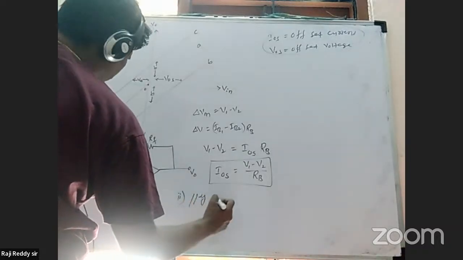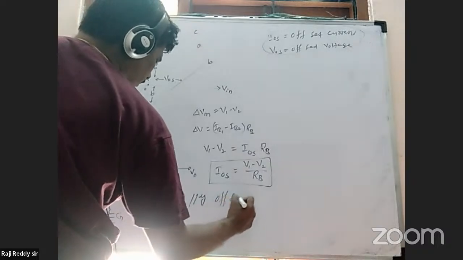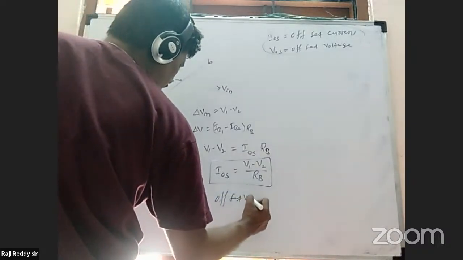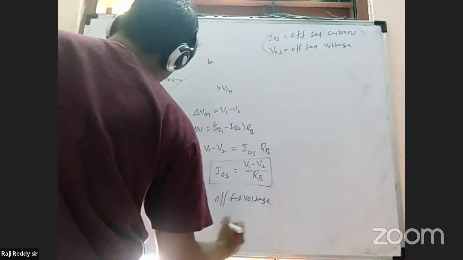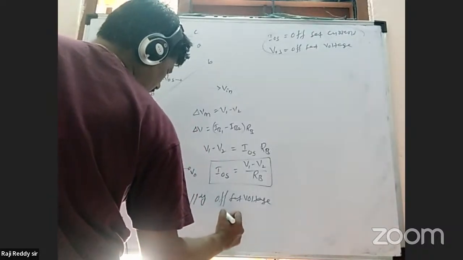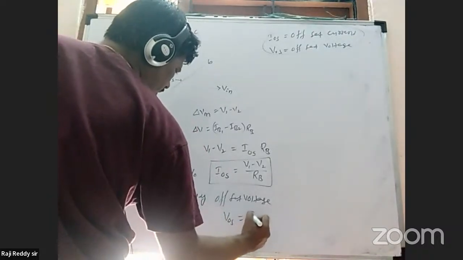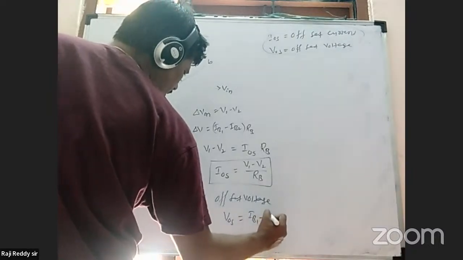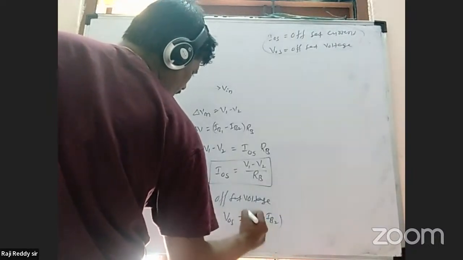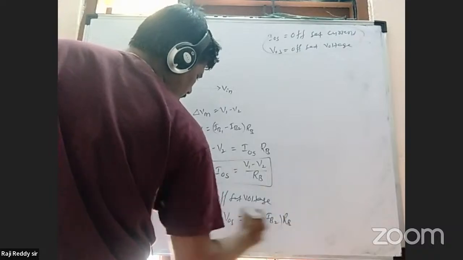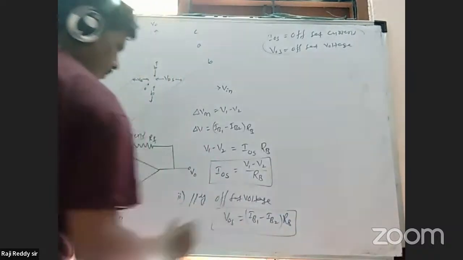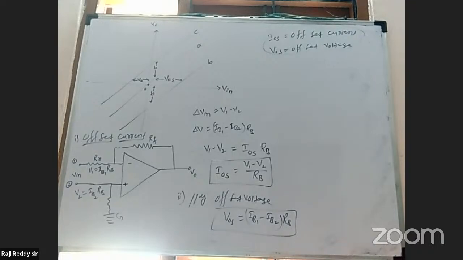Similarly, offset voltage, that is VOS, is equal to IB1 minus IB2 into RB. Now clear? This is the offset current and offset voltage.